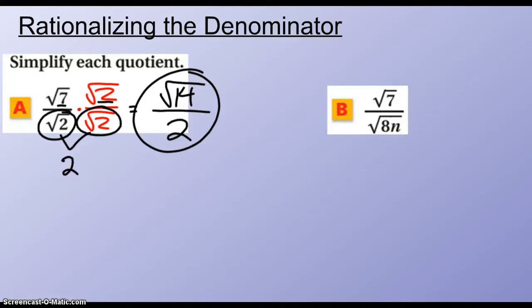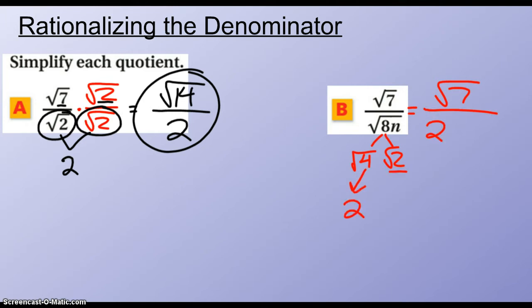Square root of 7 on top, I can't do much with that. But I can break down my 8 here. So I have 4 and square root of 2n. Alright, so here's what we've got. We've got the square root of 7 over. Now the square root of 4 comes out to 2, so I'm going to bring that outside. And now I'm left with 2n on the inside of my radical.